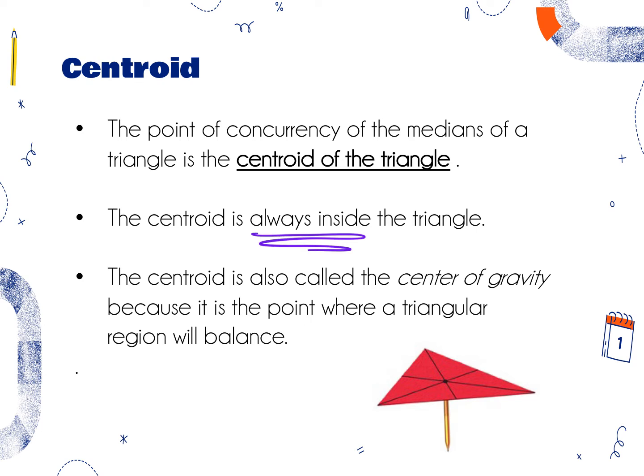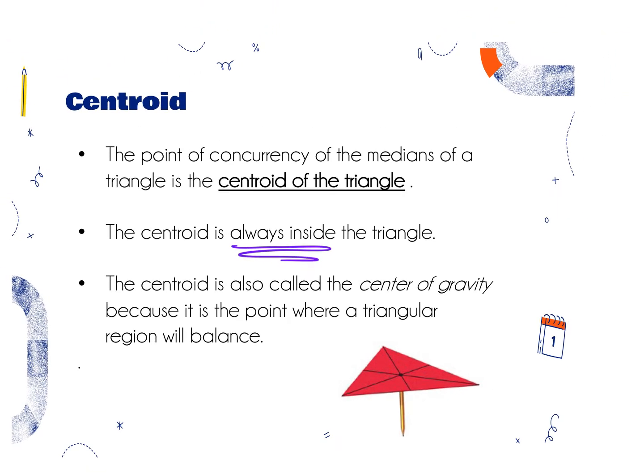So just to recap what we've already covered, let me just finish the slide. The centroid is also called the center of gravity because it's the point where a triangular region would balance. Now, over the last 2 sections, we learned about perpendicular bisectors and angle bisectors, and we learned their points of concurrency. Remember the perpendicular bisectors, their point of concurrency was called the circumcenter.